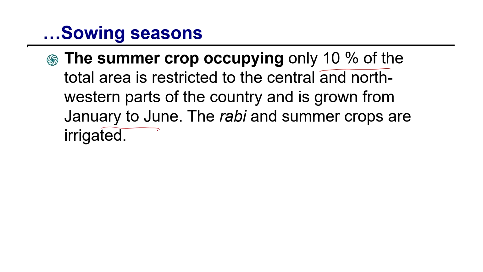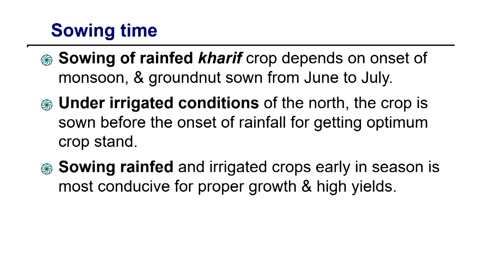The Rabi and summer crops are irrigated. Now, you have seen the sowing seasons. Now see the exact sowing time in different zones. Sowing of rain-fed Kharif crop depends on the onset of monsoon, and groundnut is sown from June to July. So these are the 2 months during which the sowing of groundnut can be done, June to July.